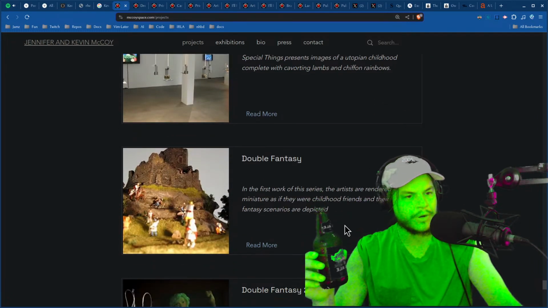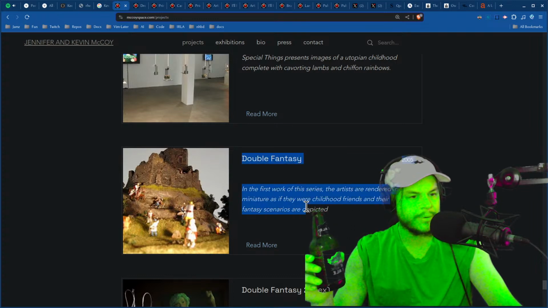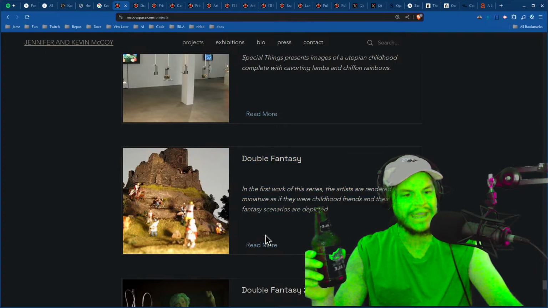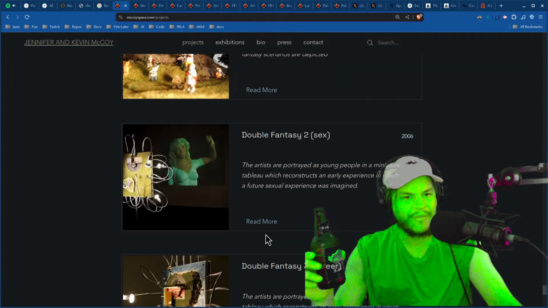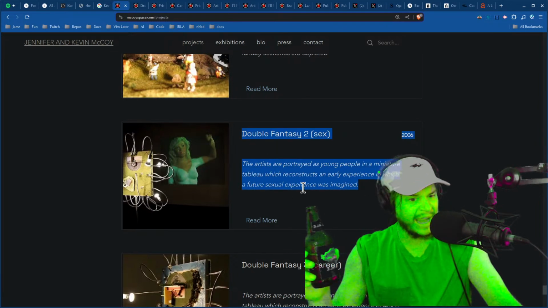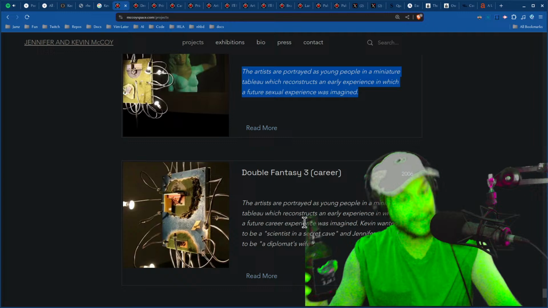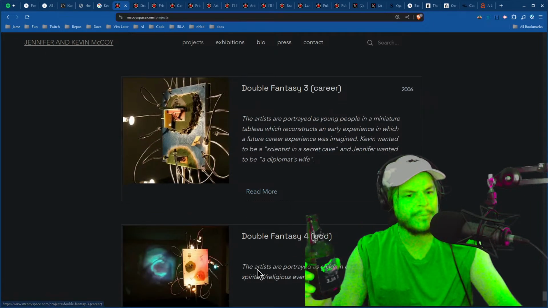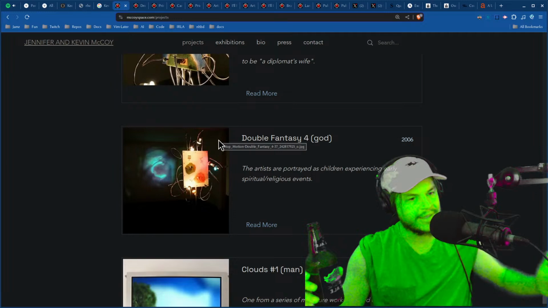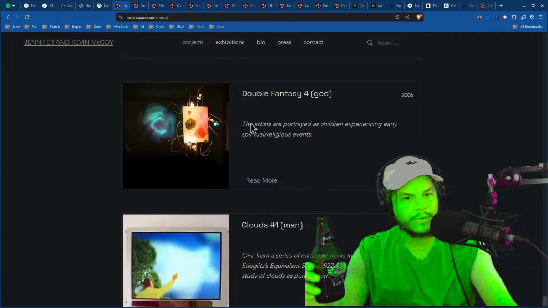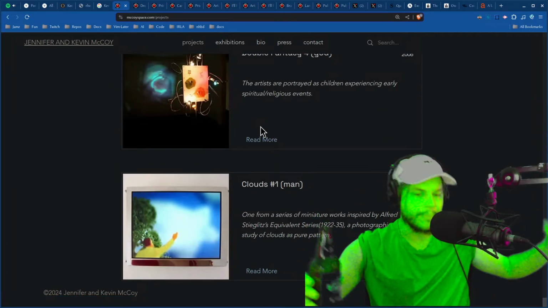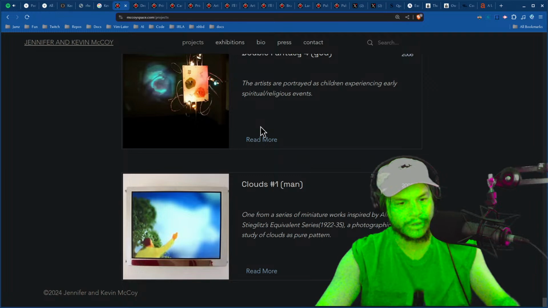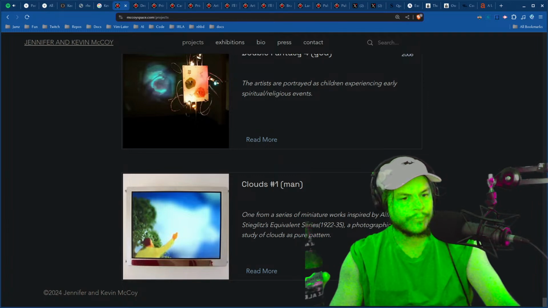Double Fantasy. In the first work of the series, the artists are rendered in miniature as they were childhood friends and their fantasy scenarios are depicted. Double Fantasy Sex: future sexual experiences were imagined. Damn! Double Fantasy Career: Kevin wanted to be a scientist in a secret cave. Jennifer wanted to be a diplomat's wife. Wow. We got Double Fantasy God: early spiritual events. So they started off with the miniatures.